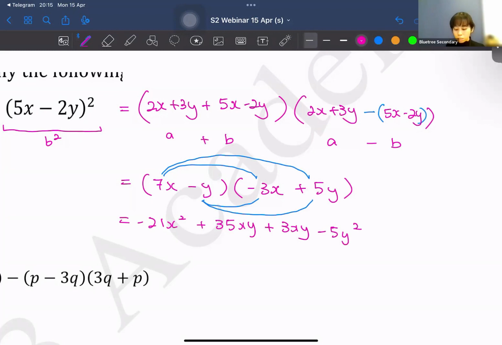So please don't leave this as your final answer, because you can further simplify the entire expression by combining these two center terms together.